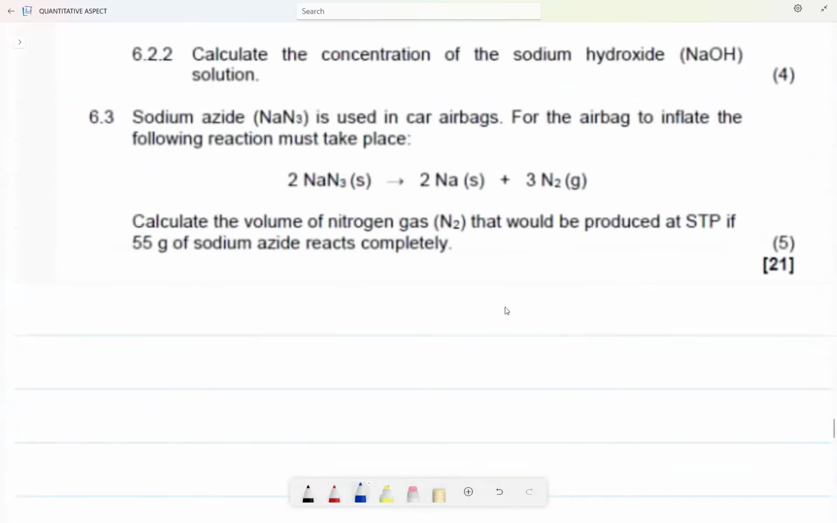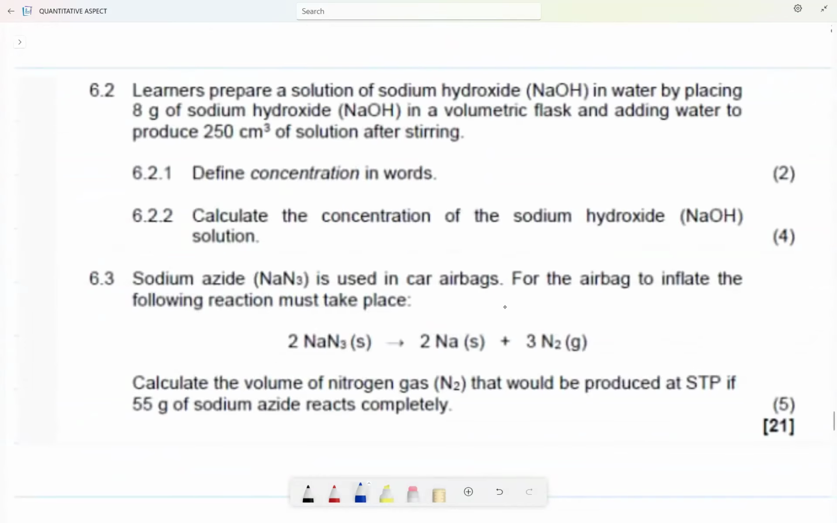Let's look at the last question for this one. I extracted it from a question paper. It says, learners prepare a solution of sodium hydroxide in water by placing 8 grams of sodium hydroxide in a volumetric flask and adding water to produce 250 centimeter cubed of solution after stirring. Okay, stirring, not stirring as in the movie. We have the mass of sodium hydroxide as well as the volume.